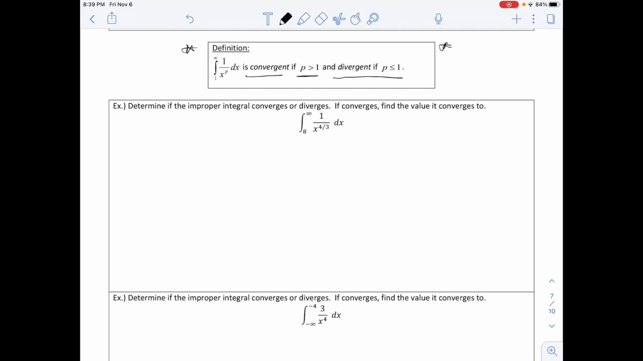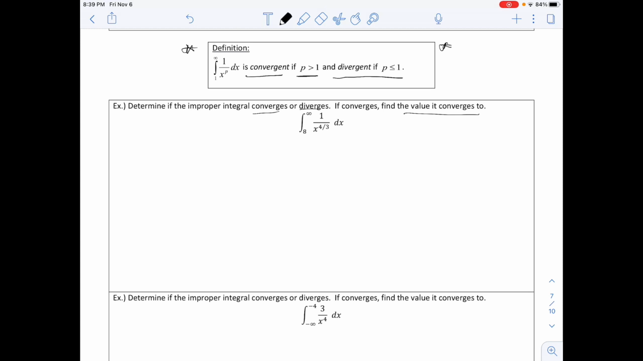So the first example says determine if the improper integral converges or diverges. And then it says if it converges, then find the value it converges to. So if you figure out that it diverges, you are done. If it converges, then you have to figure out what it converges to.